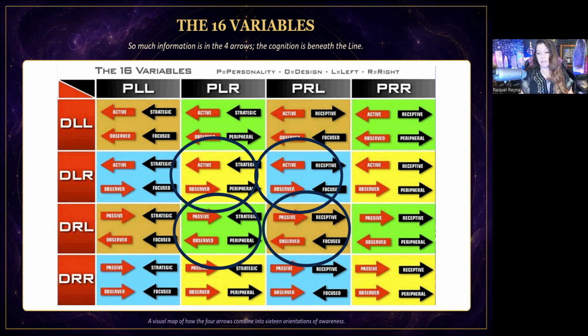So you'll see here the list of the 16 different variables. Now what starts here is all left. So this is also a movement through history. We all started out as all left, and we're moving all the way to all right.